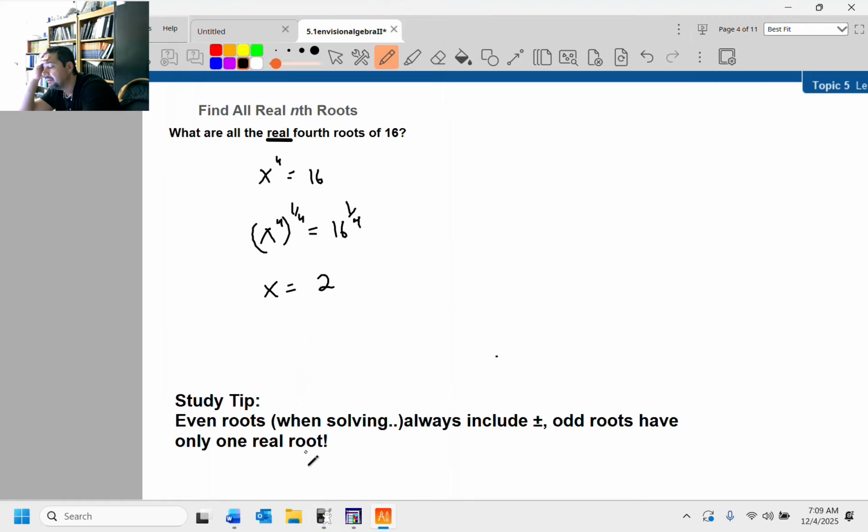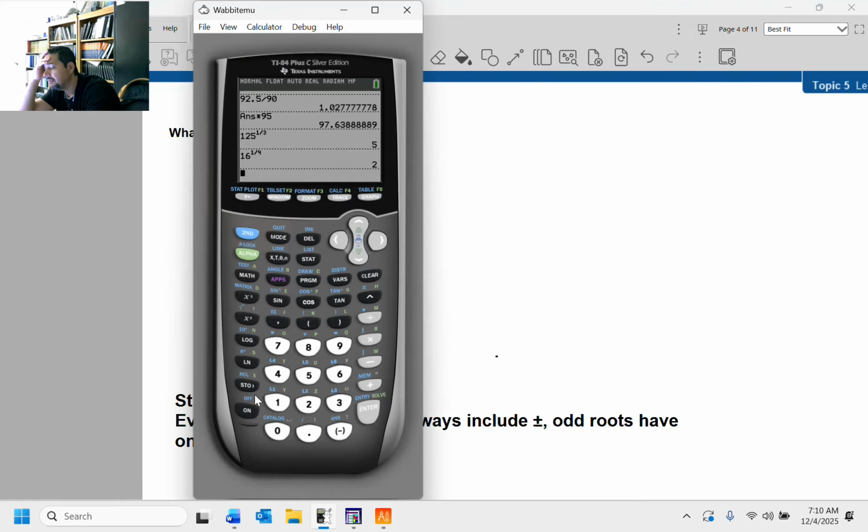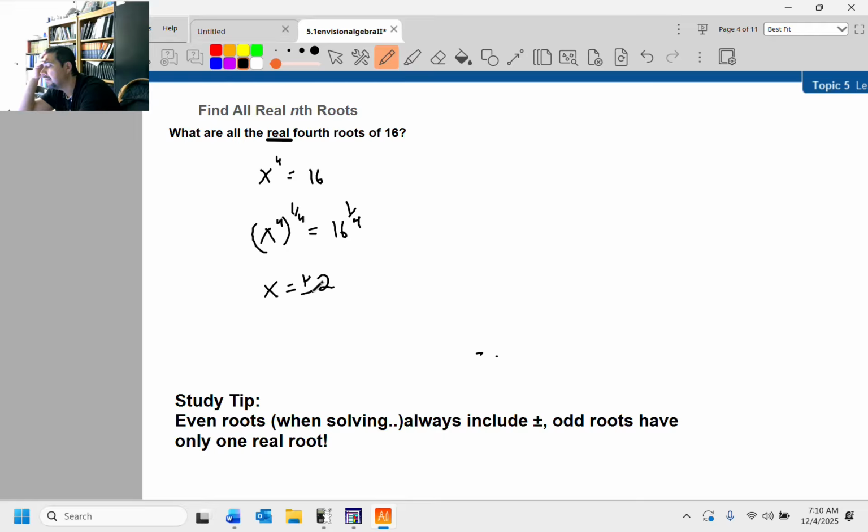If you take a negative 2 and you raise it to the fourth power, you still get 16. So it's actually plus or minus 2. Those are the real fourth roots of 16. So I got a little study tip here. Even roots always include plus or minus. And we took an even root. We did a 1/4. We took a fourth root.